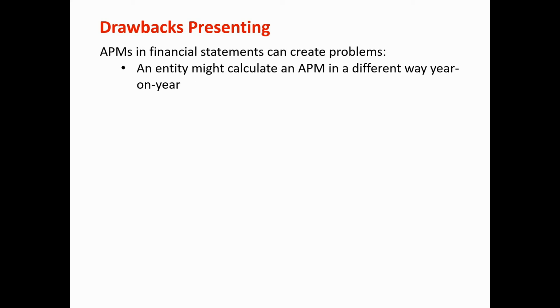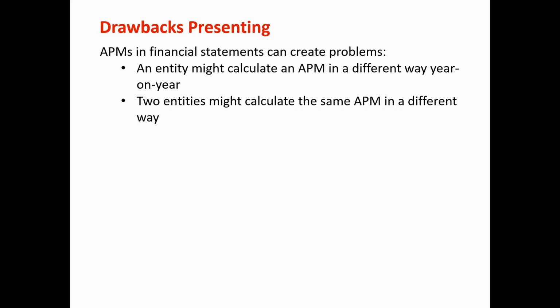Now coming to the drawbacks or disadvantages of presenting additional performance measures. First, an entity might calculate an APM in a different way year on year. That means whatever they applied last year, it may not be possible to apply the same method in the next coming year. Second one, two entities might calculate the same APM in a different way.